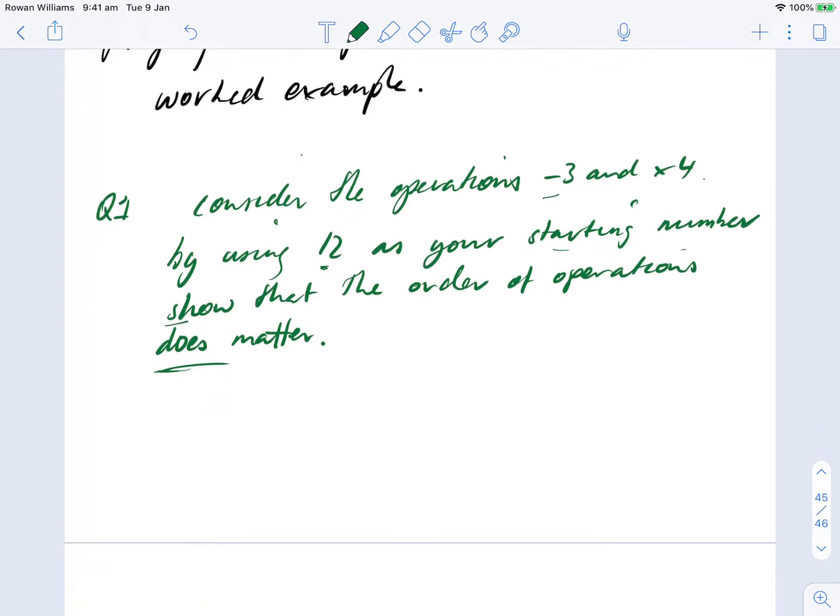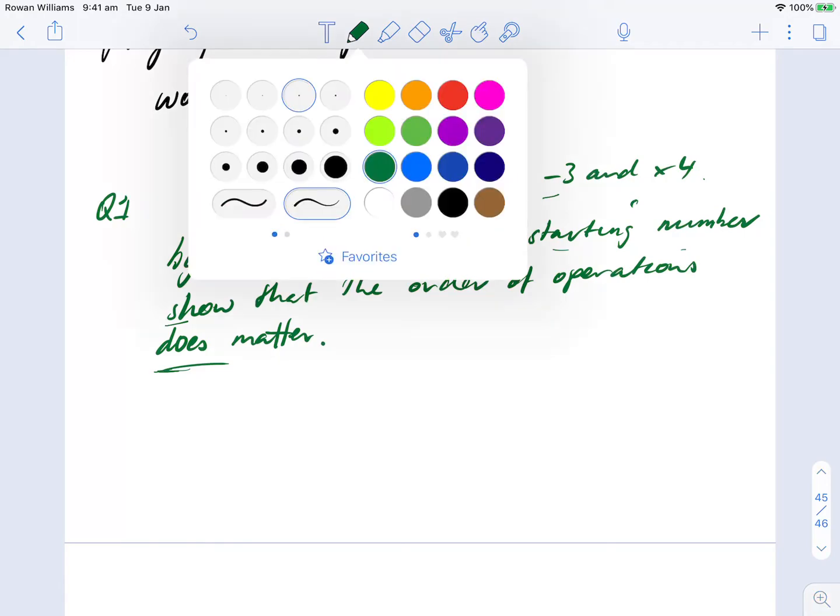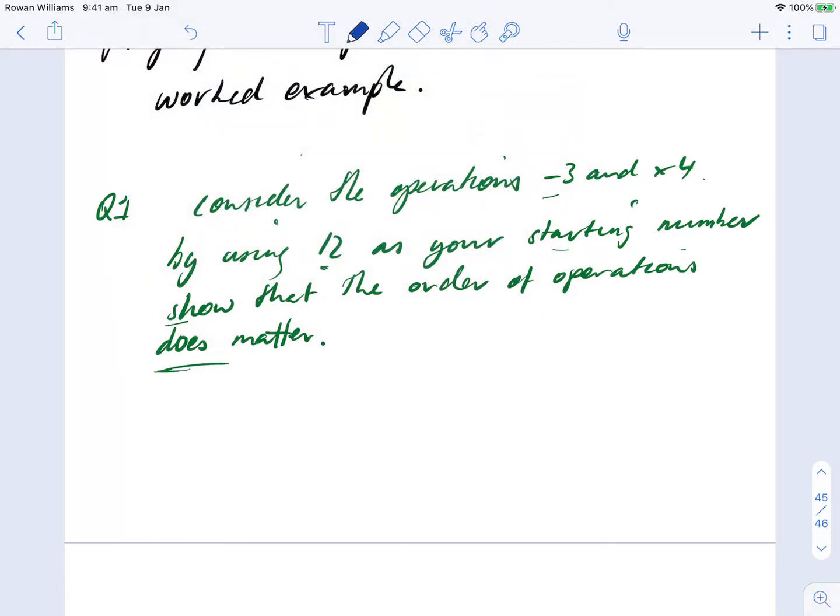In this specific module, they use a flowchart idea to show how to do it. So we'll do it that way first, and then I'll show you how I actually write it out a little bit more mathematically, because we don't really use flowcharts in maths too much. All right, so we start with 12, and the first option we're going to do is just as it's written on the page here. We're going to go minus 3 and then times 4.